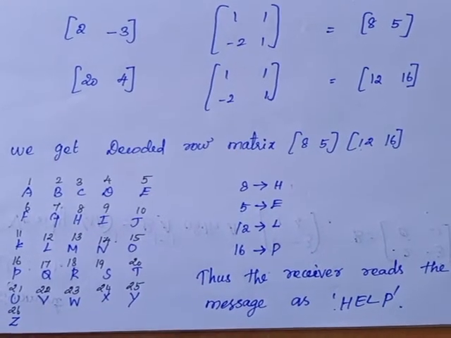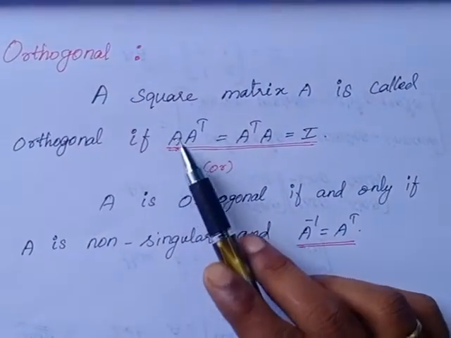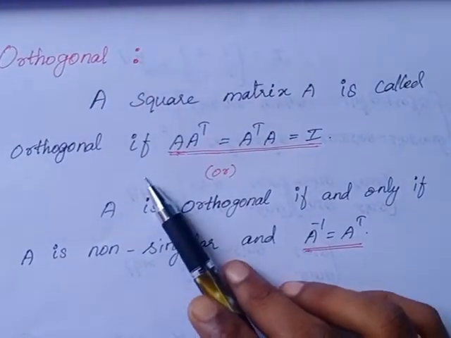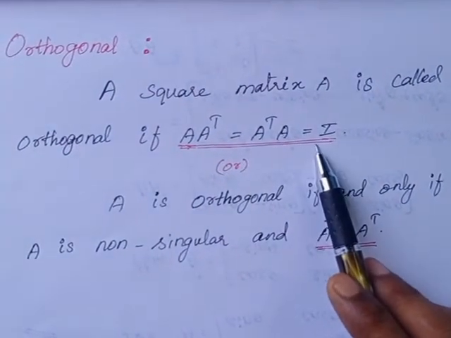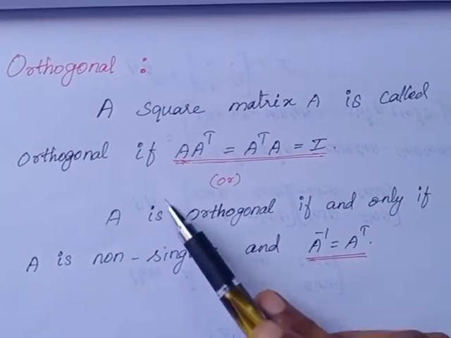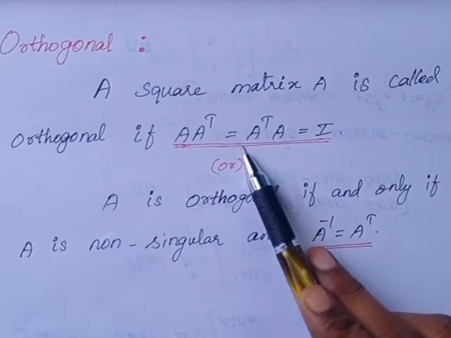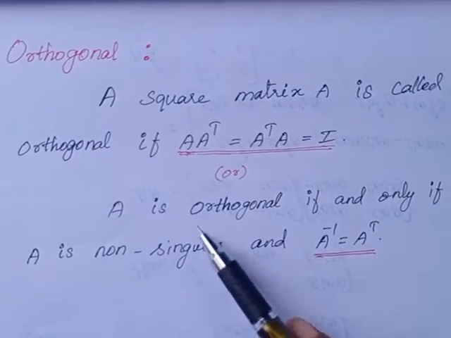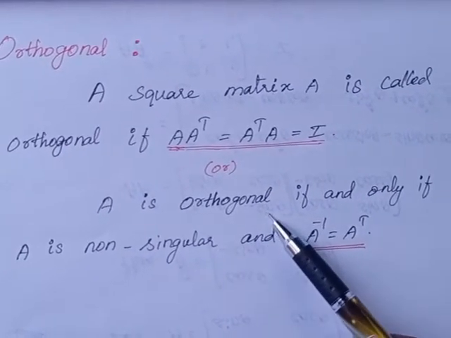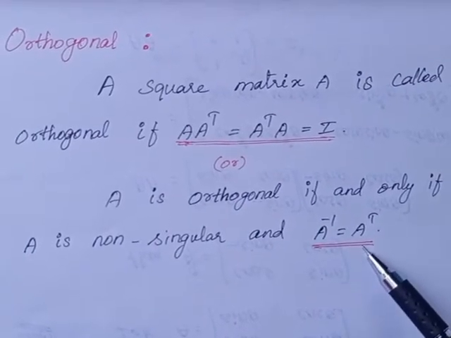Next I want to give one definition. Orthogonal. A square matrix A is called orthogonal if A into A transpose is equal to A transpose into A equal to I. So orthogonal means the product of A into A transpose is equal to A transpose into A is equal to I. In other words, A is orthogonal if and only if A is non-singular and A inverse is equal to A transpose.